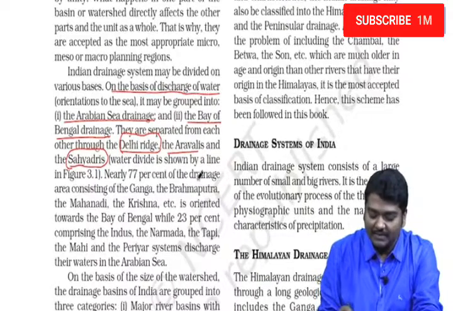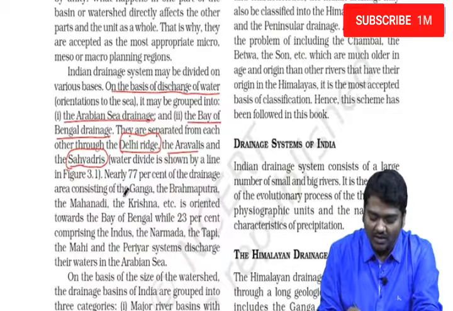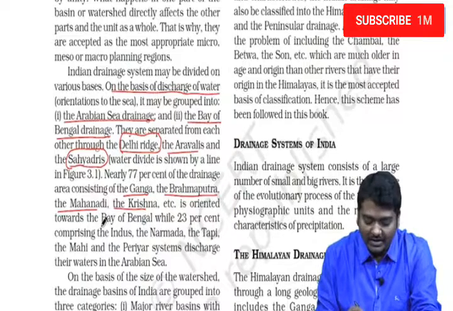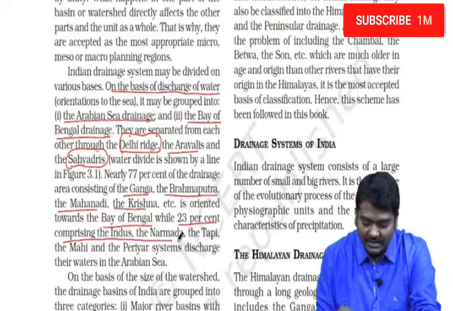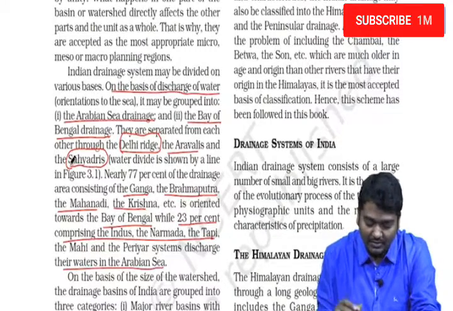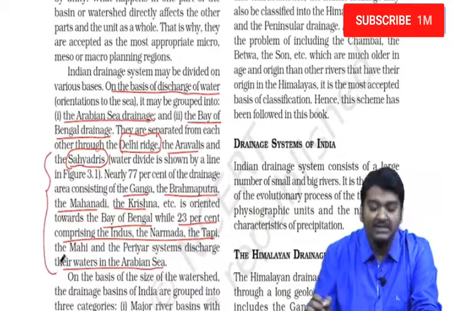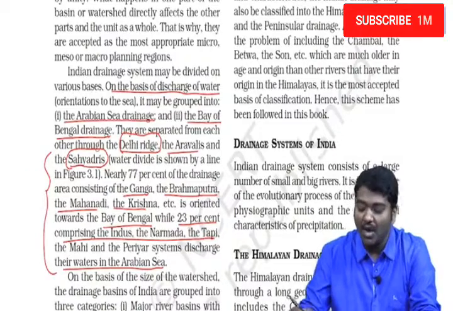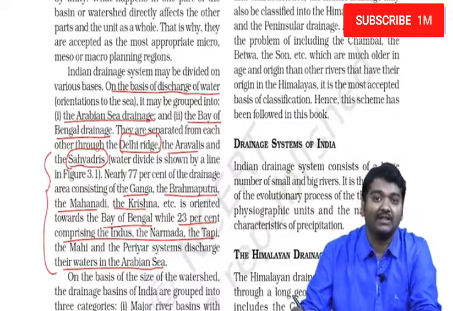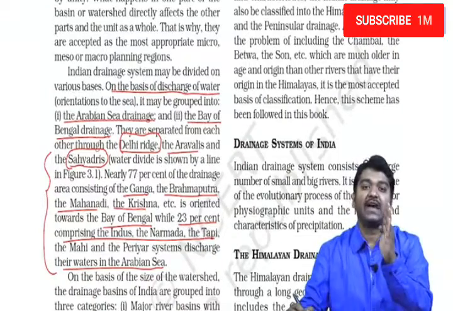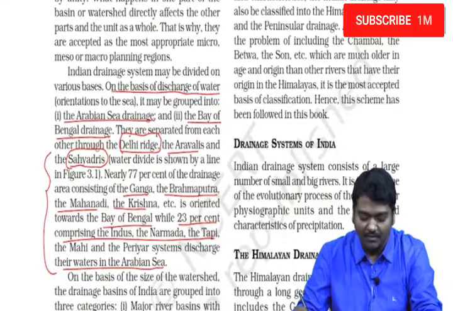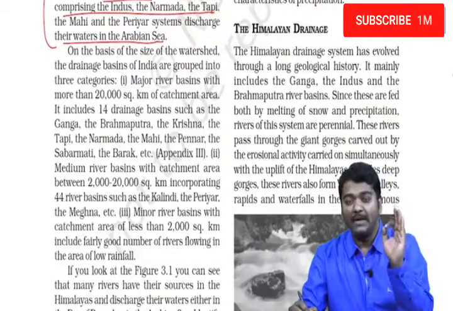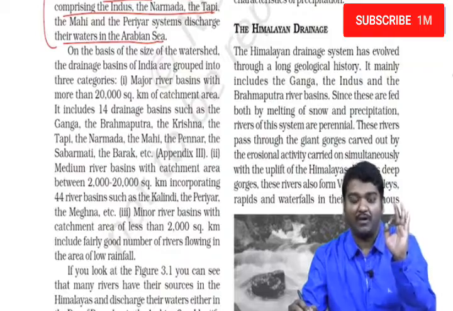Nearly 77% of the drainage area consisting of the Ganga, Brahmaputra, Mahanadi and Krishna is oriented towards Bay of Bengal, while 23% comprising Indus, Narmada, Tapi enter into the Arabian Sea. So what is the difference between east and west flowing rivers? If they ask you, you have to give the percentage as well. That is, 77% is moving towards Bay of Bengal, 23% is moving towards Arabian Sea. So remember, mains is all about these points which you have to write.